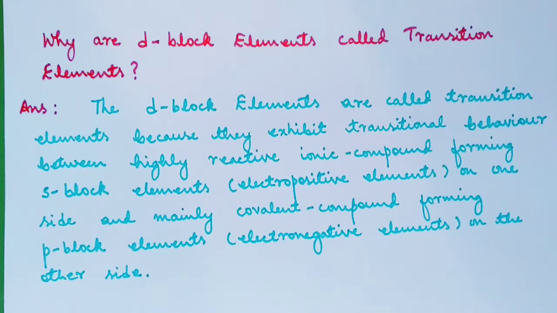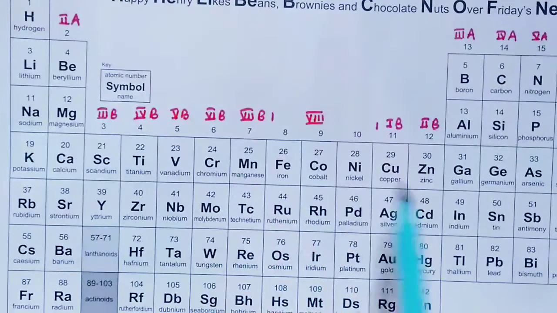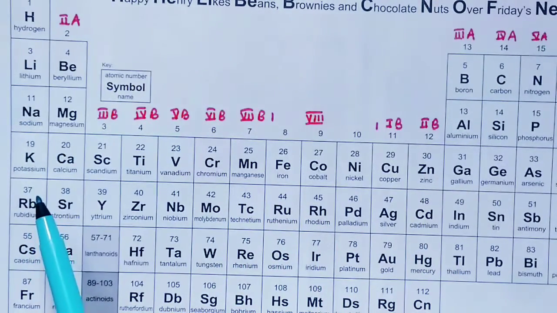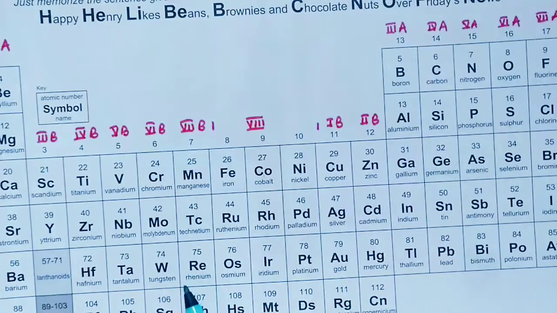Now we come to this question: why are d block elements called transition elements? Because they exhibit transitional behavior between highly reactive ionic compounds forming s block elements, that is electropositive elements on one side, and mainly covalent compound forming p block elements, electronegative elements on the other side. Because these d block elements exhibit the transitional behavior between those of the s block and the p block. That's why they are known as transition elements.